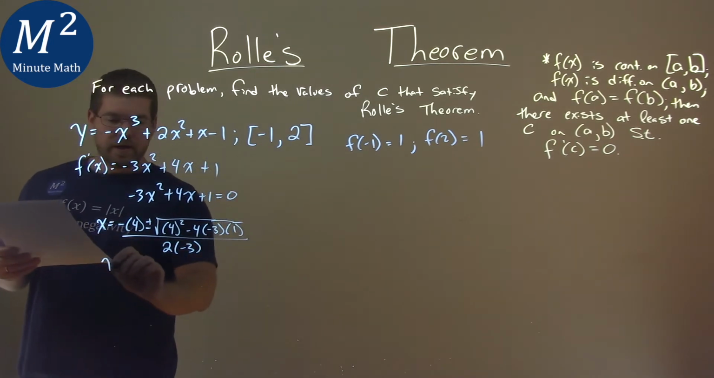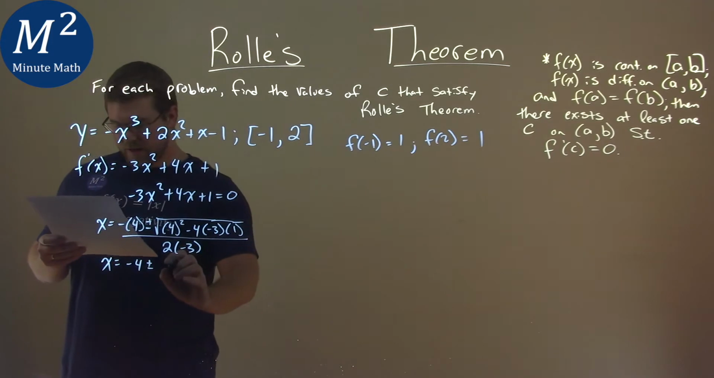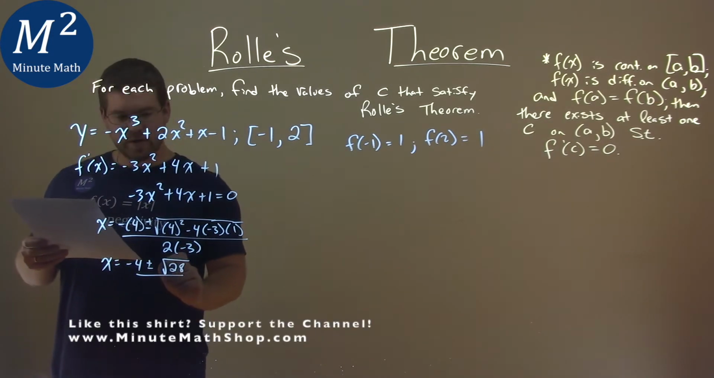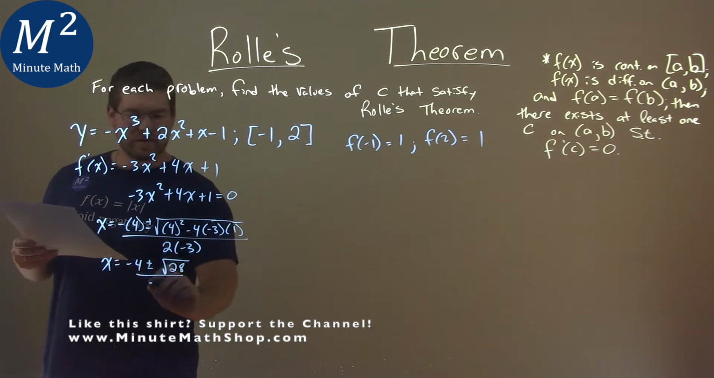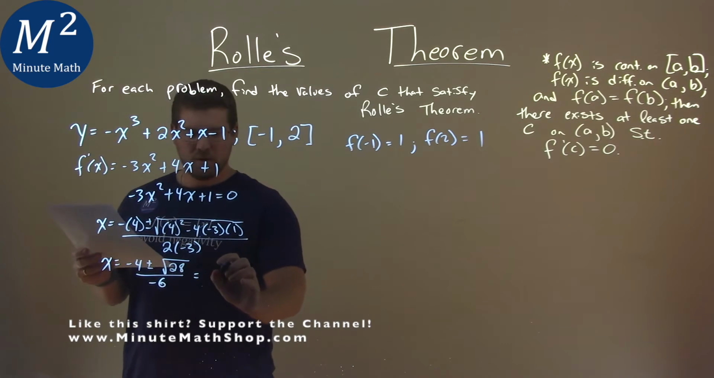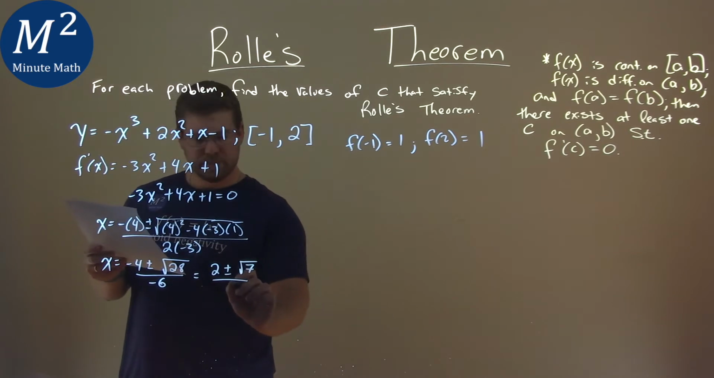Simplify this part way down. X equals negative 4 plus or minus the square root inside here is 28 over 2 times negative 3, which is negative 6. This breaks down to be, hopefully you can practice this and know it, a positive 2 plus or minus square root of 7 over 3.